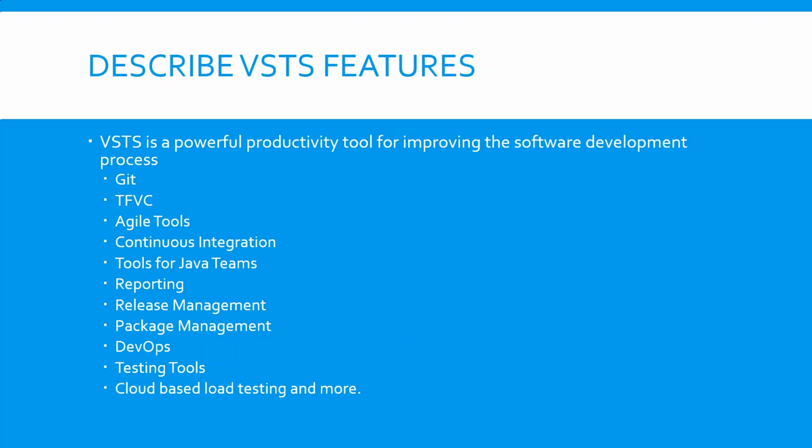And release management: it's about building the code, and we can build and do continuous testing. Package management is obviously about deployment and release. We can give continuous deployment or continuous delivery. We can use package management.